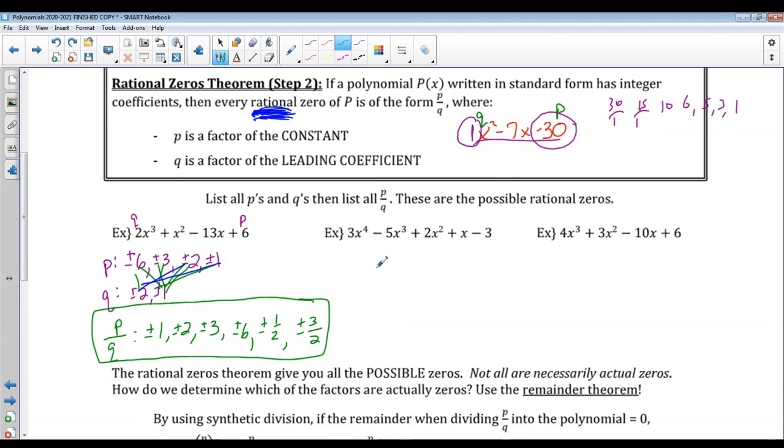So I'm going to pause again. I would like you to try the third example here, right here. Save us some space, and then we'll see how you're doing.